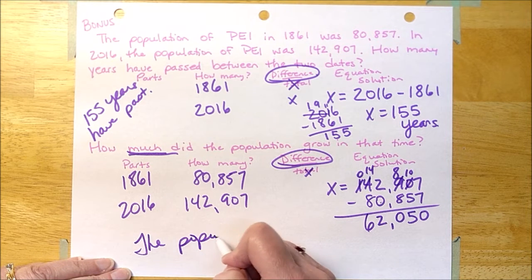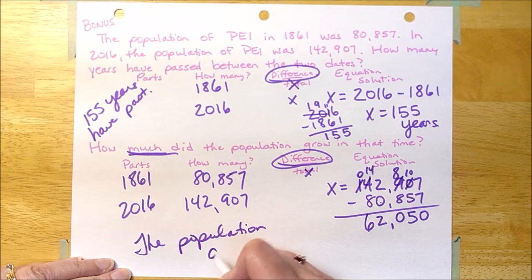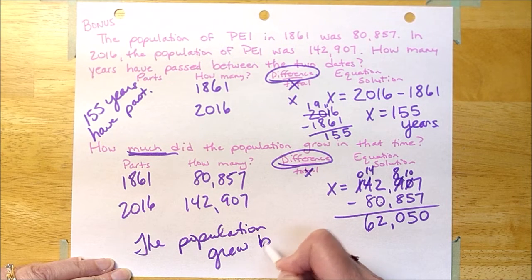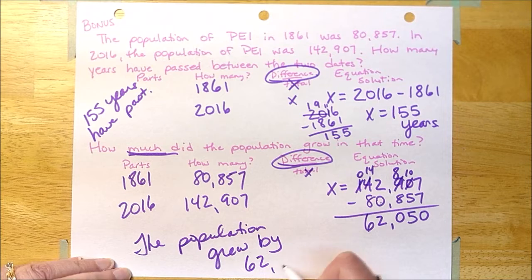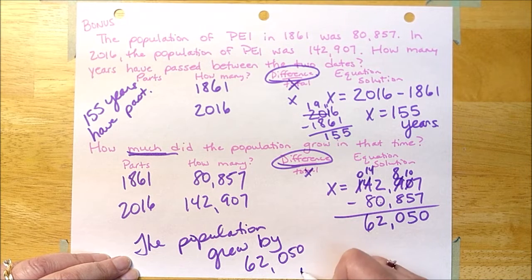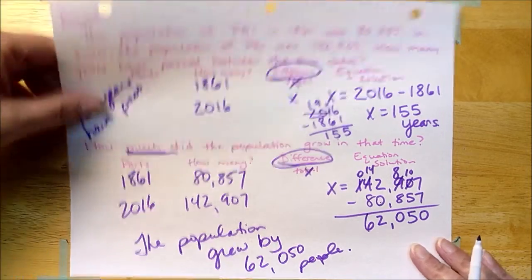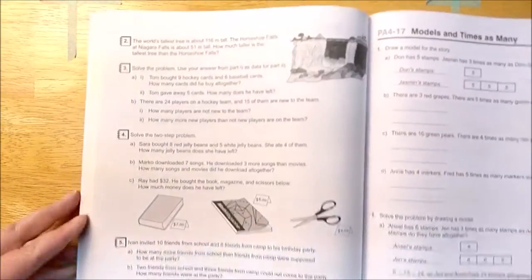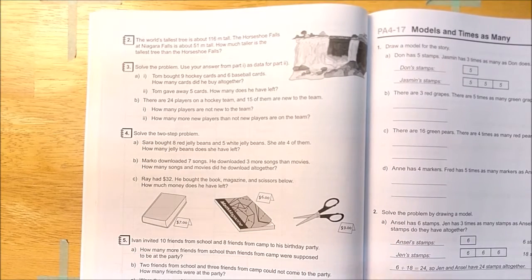So the population grew by 62,050 people. Ta-da! We are done. Awesome. I hope that you were able to get those right as well. So today we have story problems that we're going to figure out.